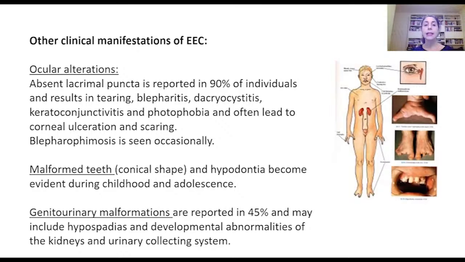There are also other important clinical manifestations of EEC. In particular, ocular alterations are very frequent. They are reported in 90% of individuals affected by EEC. The most common ocular alteration is absent lacrimal puncta that sometimes results in tearing, blepharitis, dacryocystitis, keratoconjunctivitis, photophobia, and sometimes leads to corneal ulceration and scarring. Blepharophimosis is seen occasionally too. Frequently we can observe malformed teeth of conical shape and hypodontia that become evident during childhood and adolescence. Genitourinary malformations are also reported in 45% of patients, so they are frequent in these patients.